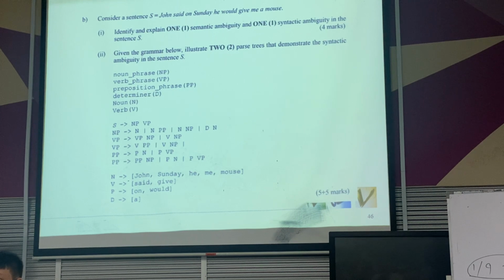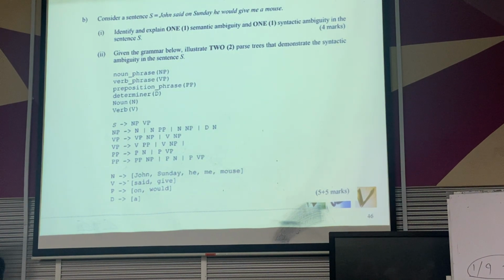If you have a sentence and you can build only one parse tree, it means that this sentence does not have any syntactical problem. If you have one sentence but you can build more than one parse tree, it means that something is wrong with the sentence. It's the syntactical ambiguity.